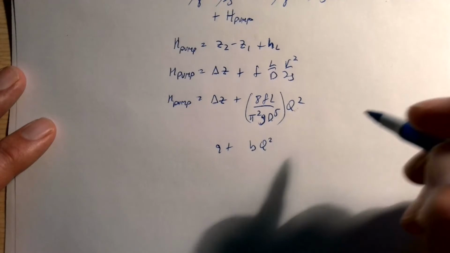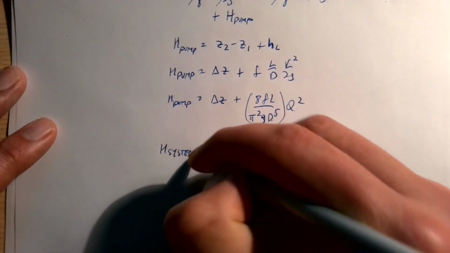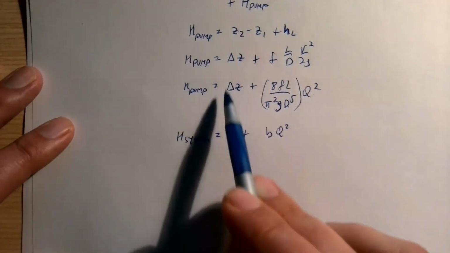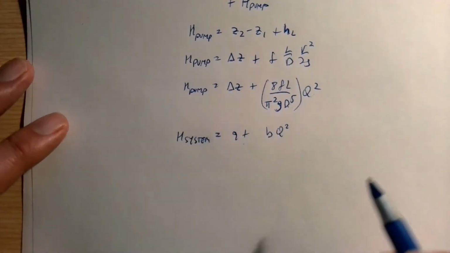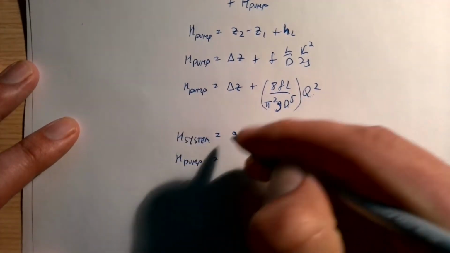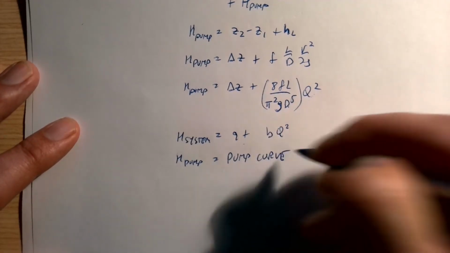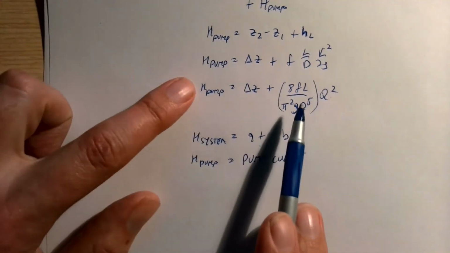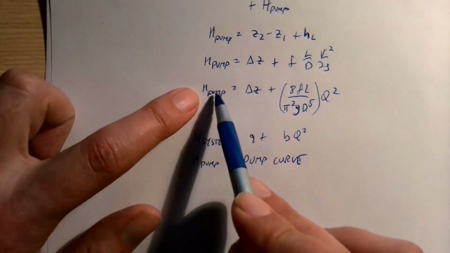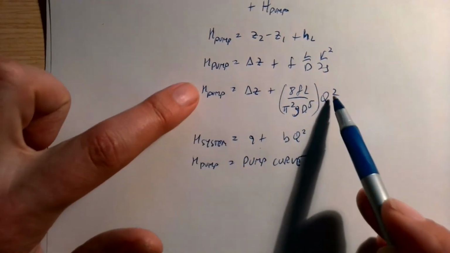And so we're going to call that H system. So H system is the right-hand side here. This is the energy requirements, and then H pump is equal to the pump curve. All right. So we got this from our energy balance. We don't know what H pump is. We can't just say this is a constant. You can't think of it as a constant, and neither is Q.